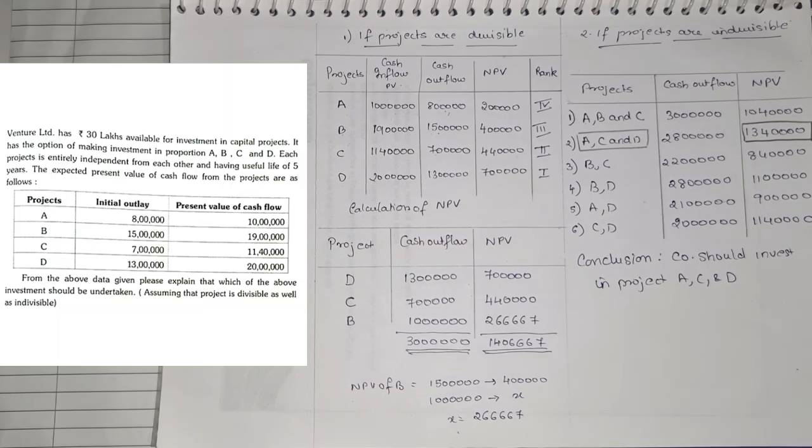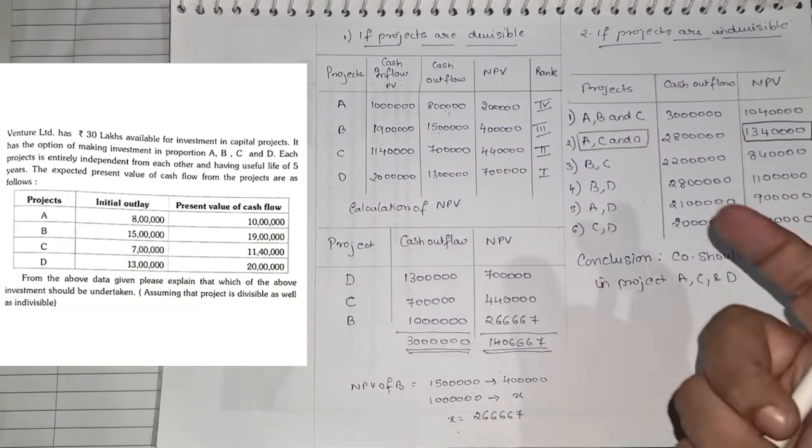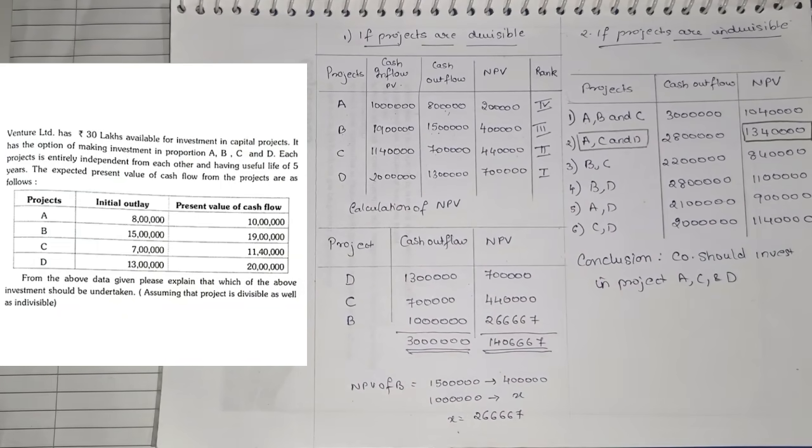Okay, with that, this particular sum comes to an end. Now we will jump to the second type where, instead of outflow, they are giving you some other thing. Let us see how to solve that part.